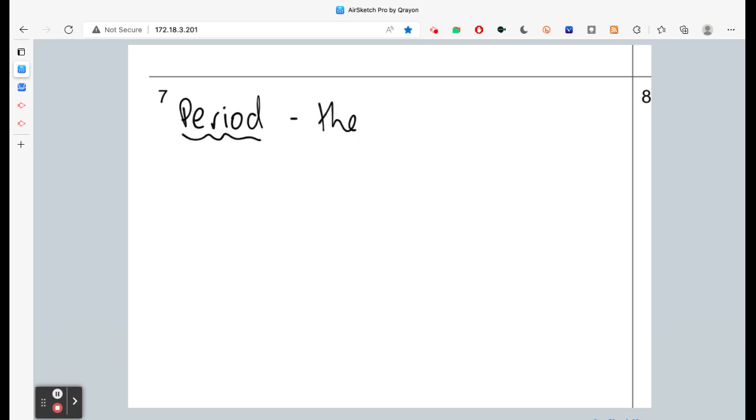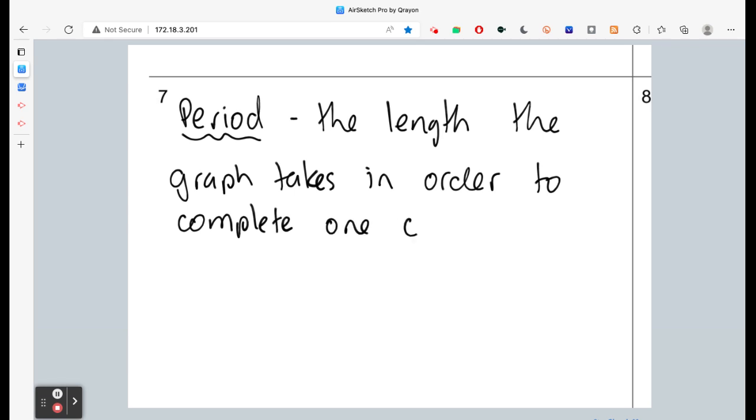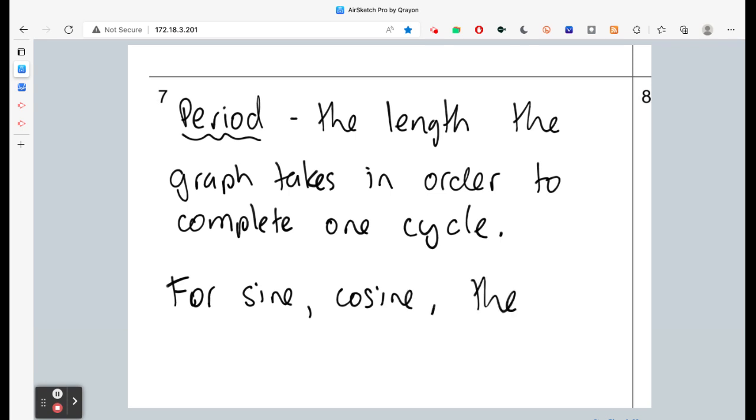The period is the length the graph takes in order to complete one cycle. For sine and cosine, the base period is 2 pi. Okay? I think that should make sense.